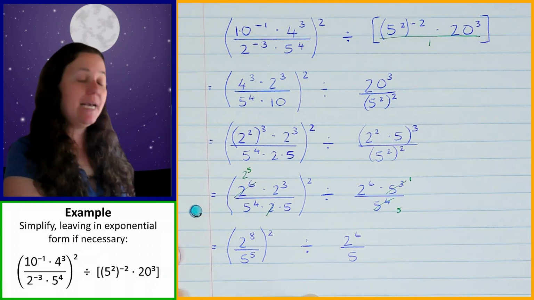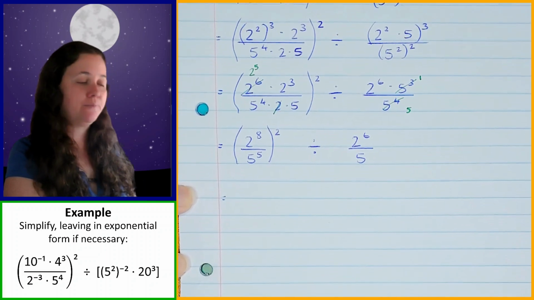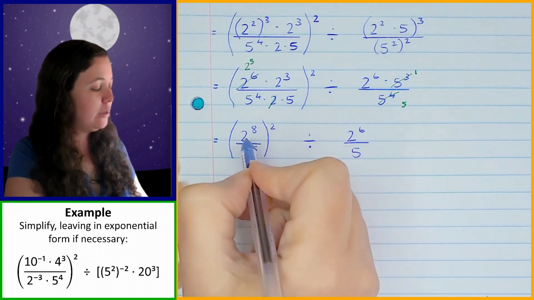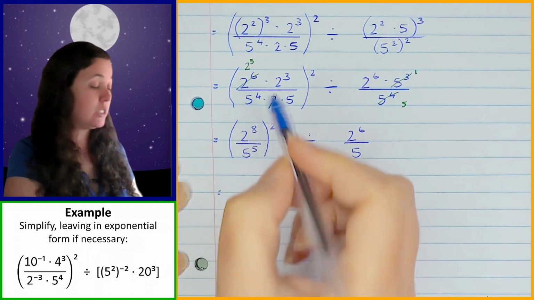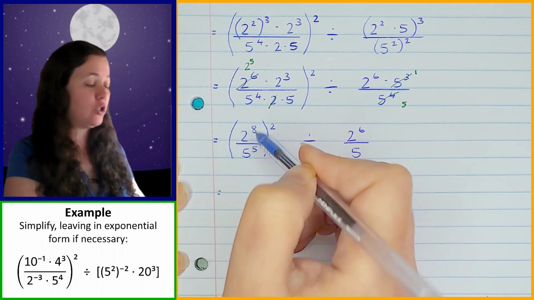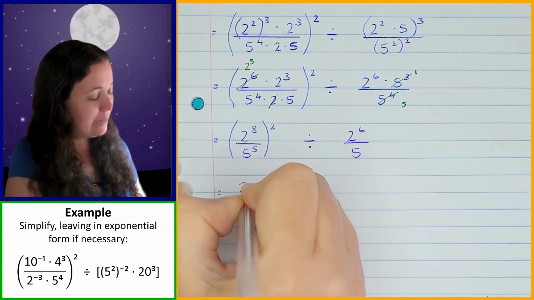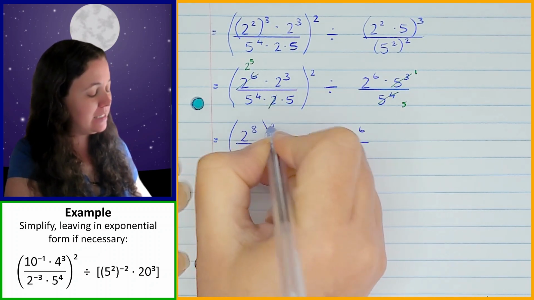Okay, the next thing I'm going to do is get rid of these brackets over here. When I get rid of these brackets, I'm going to be squaring the top and the bottom of my fraction, raising each of them to the power of 2. So I've got 2 to the power of 8 squared, the base stays the same, and I multiply the exponents. So 8 times 2 is 16.